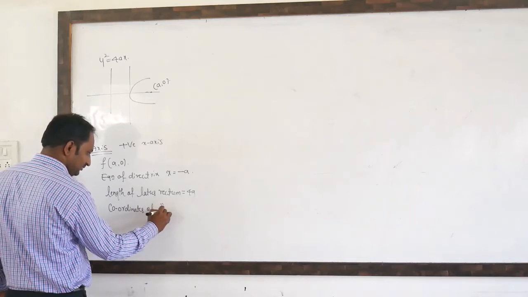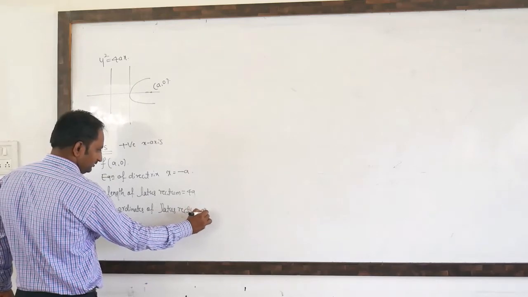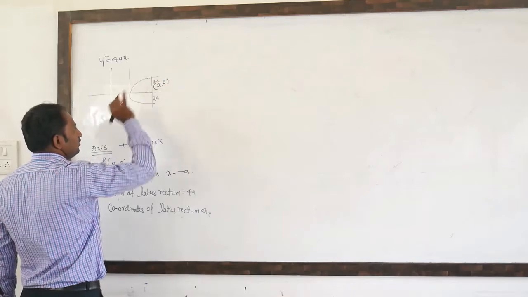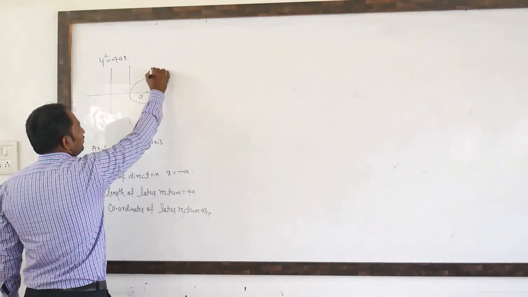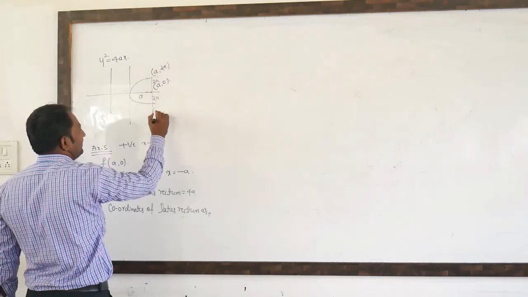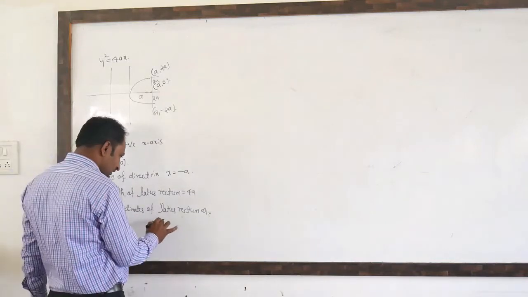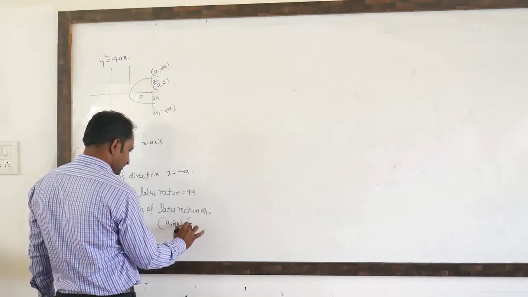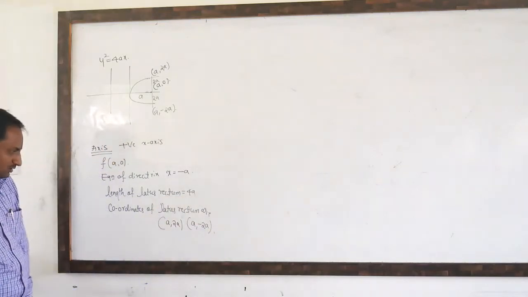The coordinates of the end points of the latus rectum: here this is 2a distance, here also 2a distance. So a comma 2a and a comma minus 2a are the end points of the latus rectum. So these two are very important concepts.